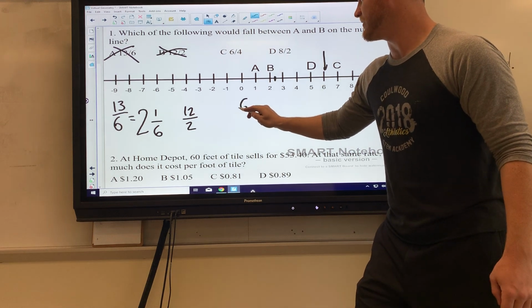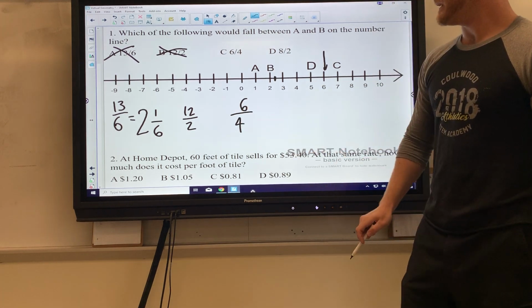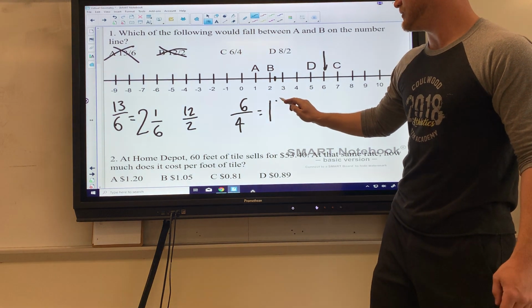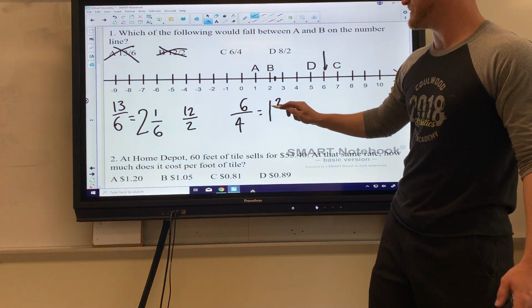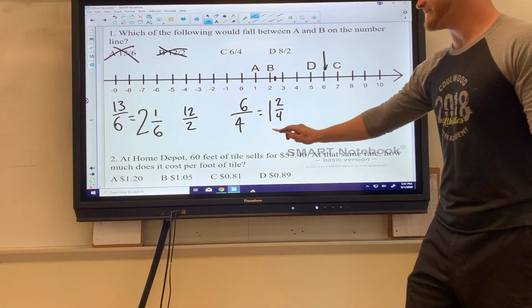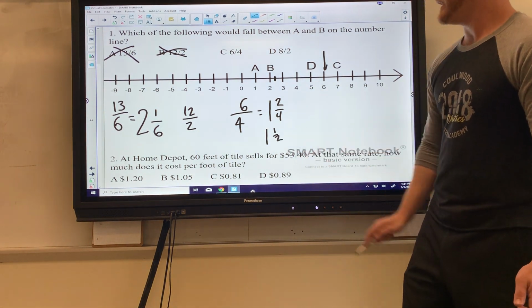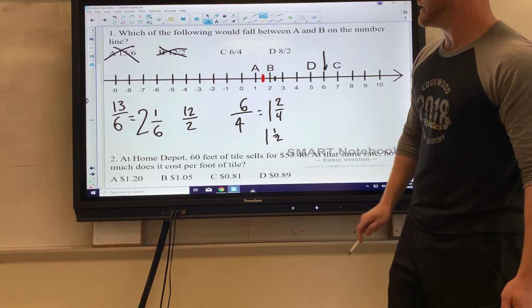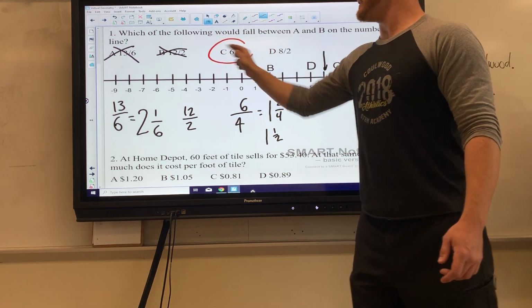C, 6 over 4. 4 goes into 6 1 time, and there's 2 left over because 6 minus 4 is 2, and then the 4 stays the same. So 1 2/4 is actually equal to 1 1/2. And yeah, 1 1/2 would be right in the middle there, right between A and B. So C's looking like our answer.